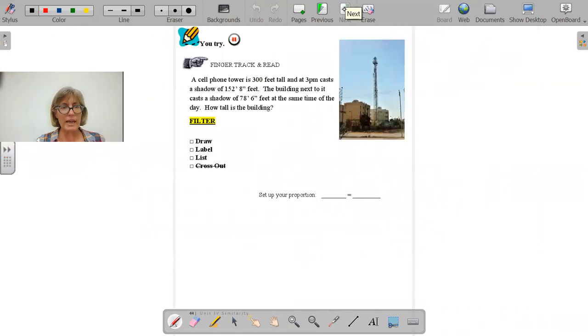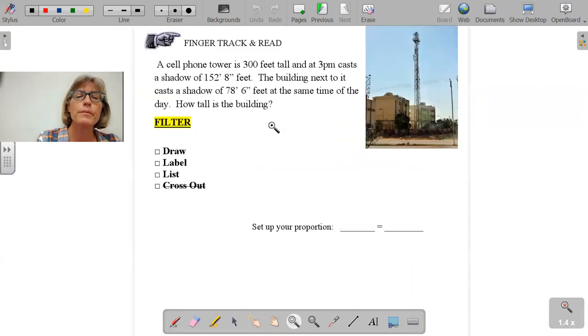This page, I'd like you to pause the video, do it on your own, and then restart. Pause. Welcome back. Okay, students, red pens, you're correcting. You're not copying, you're correcting. That's super important. You're correcting, not copying.